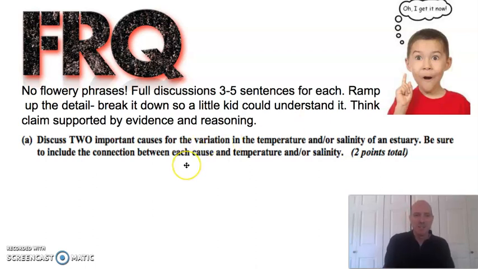And so here it is. Discuss 2 important causes for the variation in the temperature and or salinity of an estuary. Why don't you do one of each? Be sure to include the connection between the cause and the temperature and or salinity. So go ahead and hit pause and do that, please.